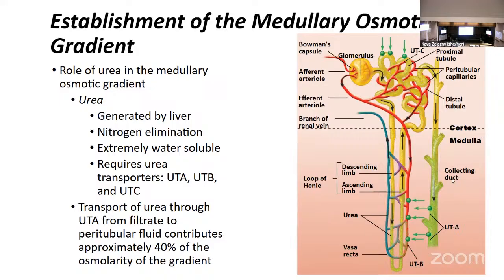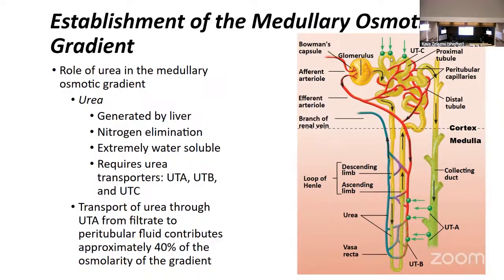We also have this waste product called urea. So this is something that's generated by the liver. It's for nitrogen elimination, really. So like as you're breaking down proteins and stuff. This is a substance that is really water soluble, but it does require transporters to move across the cell layers that we're looking at here.